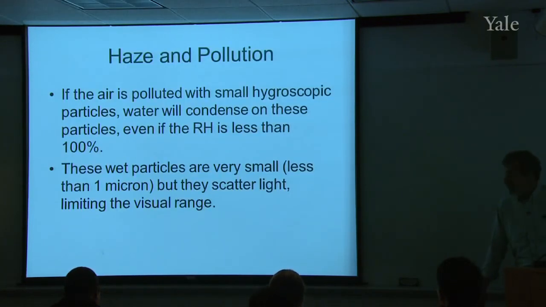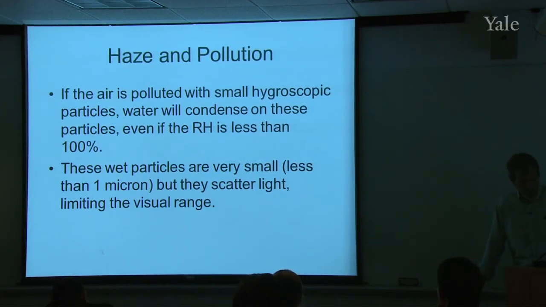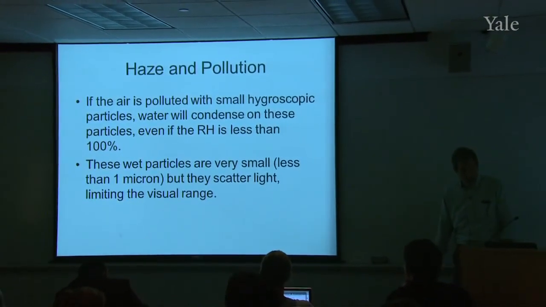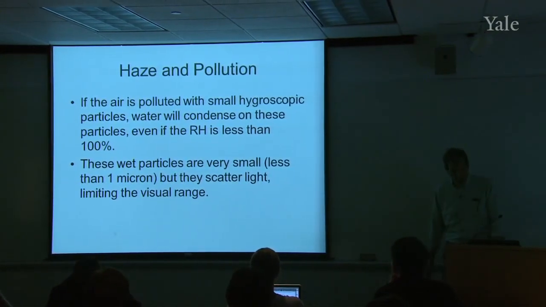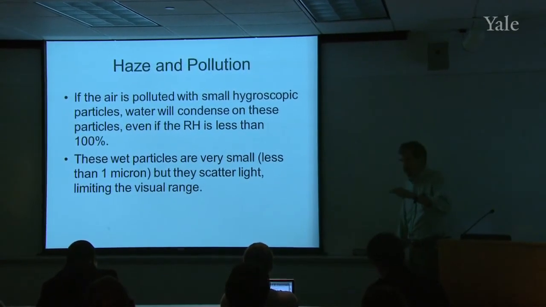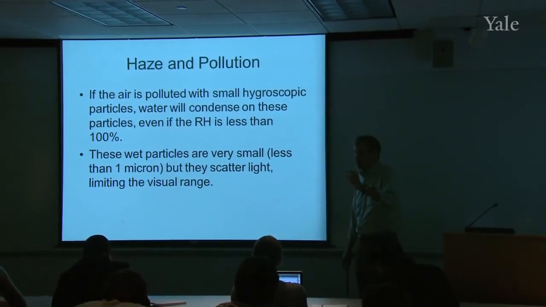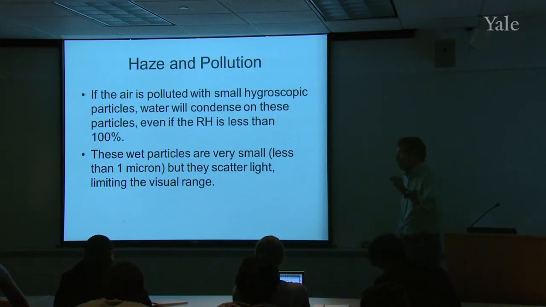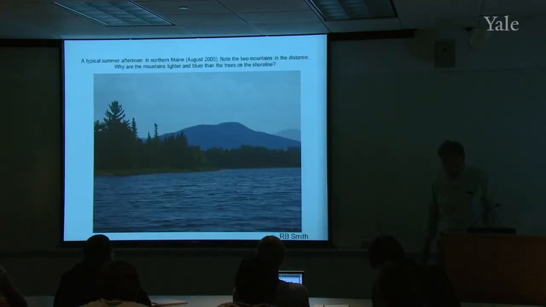Haze and pollution. We talked about this a little bit. If the air is polluted and the particles are hygroscopic, that is, they like to attract water, then even if the relative humidity is less than 100%, they may attract a little bit of water onto them and make themselves bigger. And when they do that, it's called haze, and it reduces the visual range.